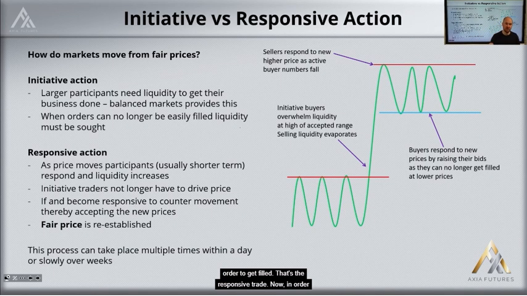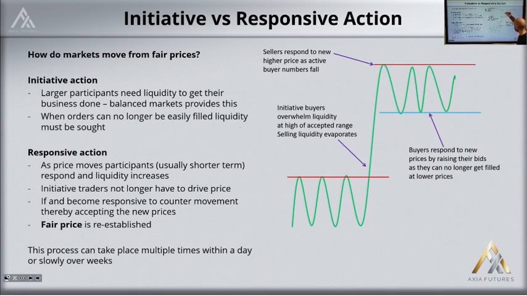That's the responsive trade. Now, in order for a market to maintain a move, you get responsive action at the top. Sellers start to realize that they can't get filled by continually putting higher and higher offers. And then the question comes, is the responsive trade in the other way? Are buyers willing to respond here to the new prices and buy on a pullback? If so, you then end up with this bounce between responsive buyers and sellers here.